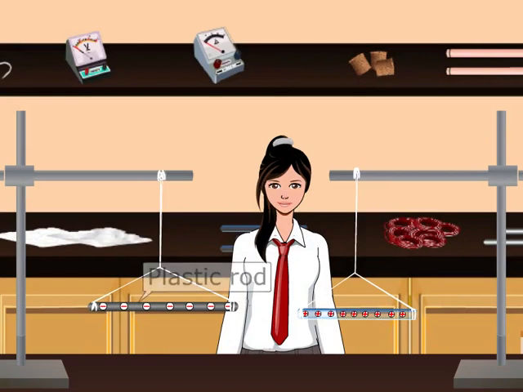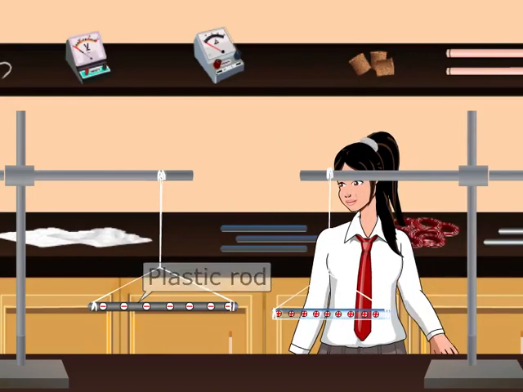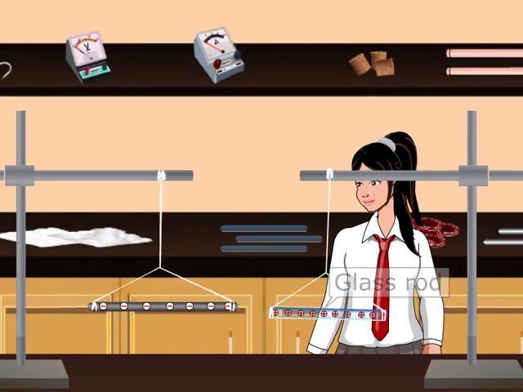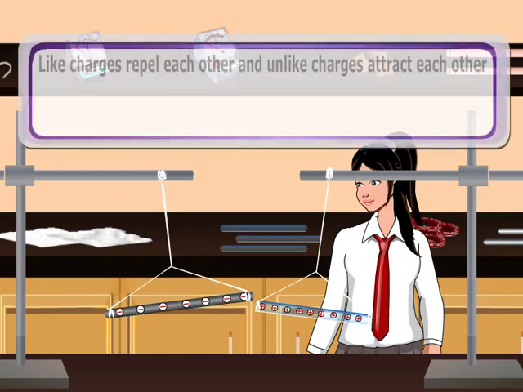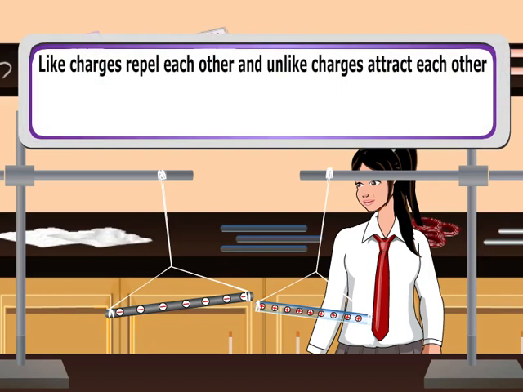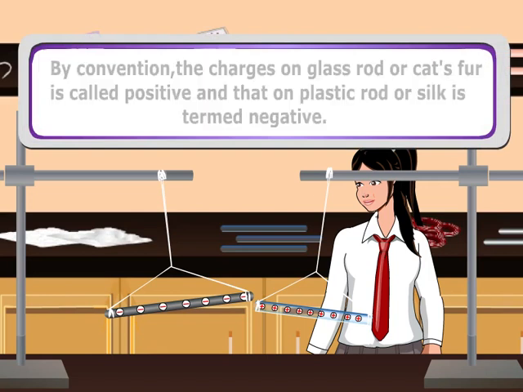Now, if the suspended plastic rod is brought near the suspended glass rod, they attract each other. Since the glass rod and the plastic rod have opposite charges on them, we conclude that unlike charges attract each other. Thus, like charges repel each other and unlike charges attract each other.